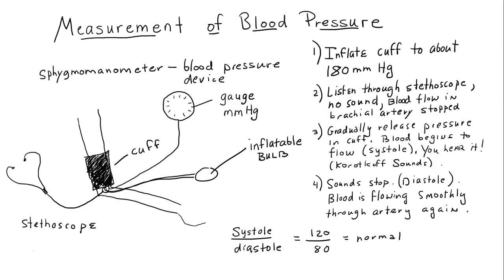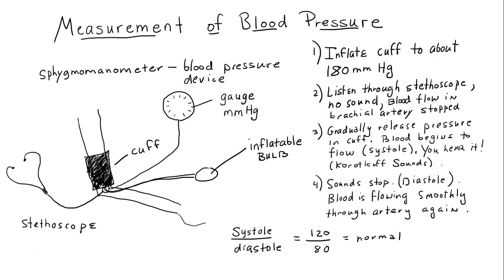If you exercise, then it's probably going to be something like 110 over 70, so it'll be quite a bit less. Your heart is stronger and doesn't have to work so hard, doesn't have to contract as much to get the same volume of blood out of it.